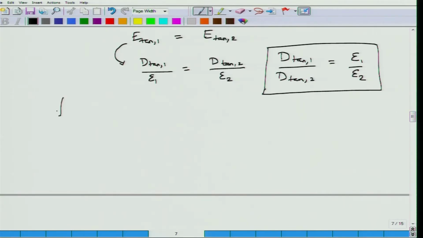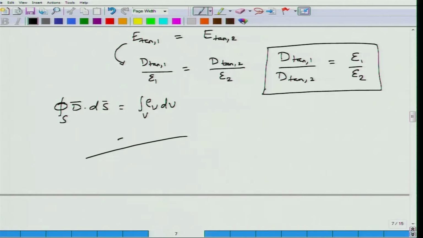Well, for that I will use Gauss's law in integral form. Gauss's law in integral form states that the closed surface integral of the D field will be equal to the total volume charge that is enclosed in that volume, right. This is the volume integral, this is the surface integral, not any volume, it is the volume that is enclosed by the surface. So as before I have the two media.